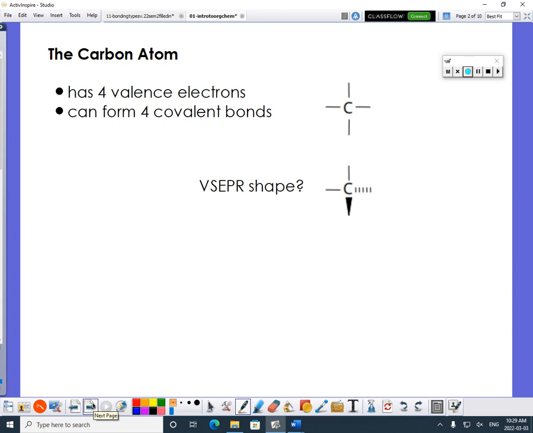The carbon atom has 4 valence electrons and can form 4 covalent bonds. That will be important. Carbon always needs to have 4 covalent bonds. Sometimes they can be single, sometimes double, sometimes triple. Does anyone remember what kind of VSEPR shape this is? Two in the same plane, one coming out, one going in. Starts with a T. Yeah, tetrahedral. So when you build giant organic molecules, they will all look tetrahedral around the carbon.